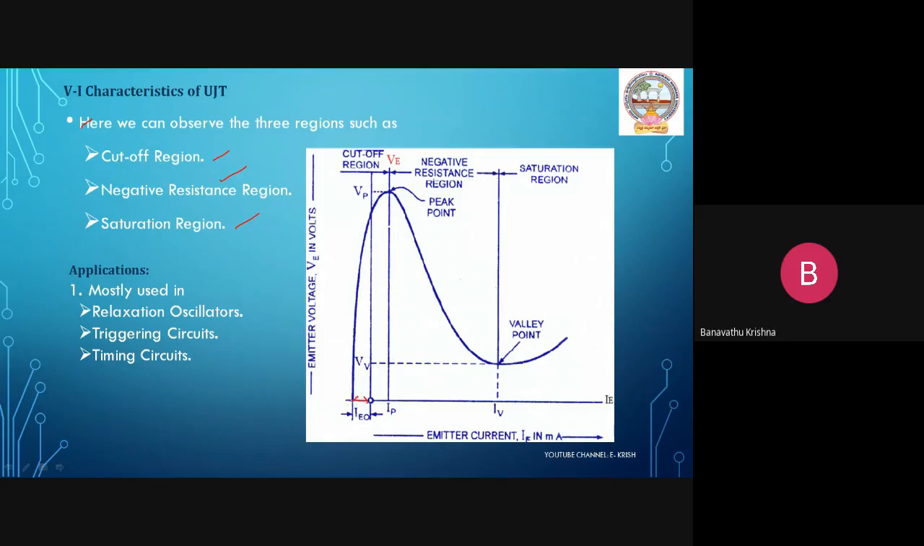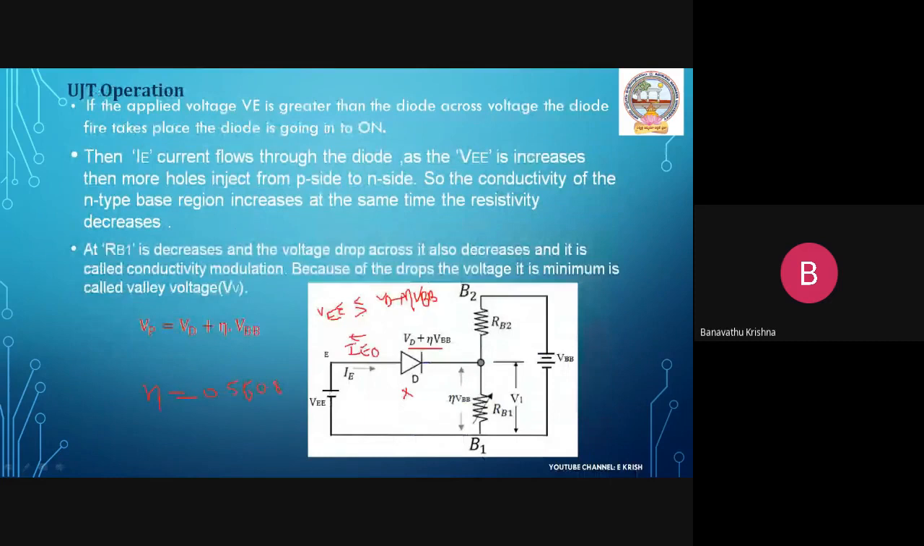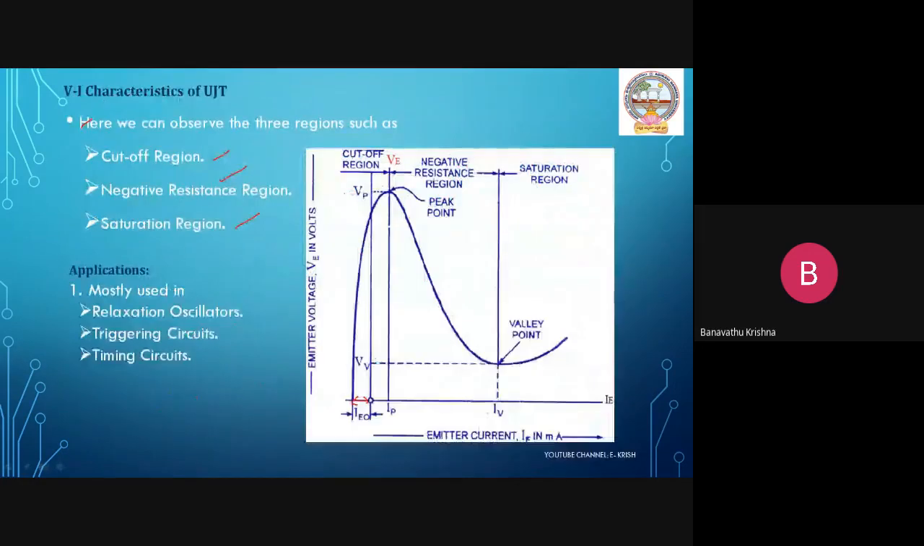In this region, the diode is in reverse bias, because the voltage VE is less than the cathode voltage. Then the diode is in reverse bias condition. A small amount of current will be flowing across the diode. This is nothing but IE0. So this is the cutoff region. In the cutoff region, the current is at IE0.